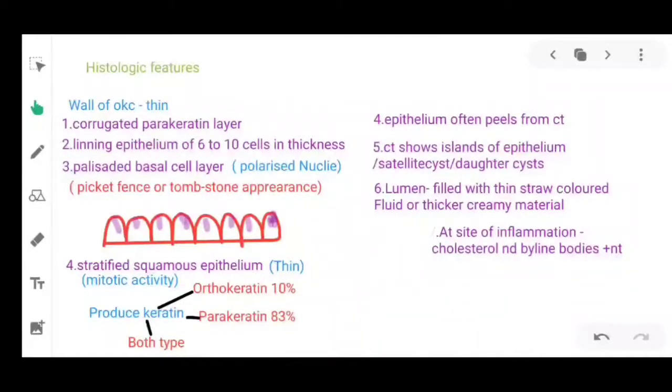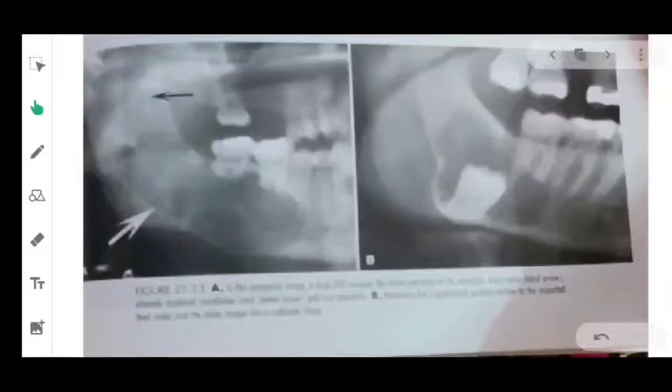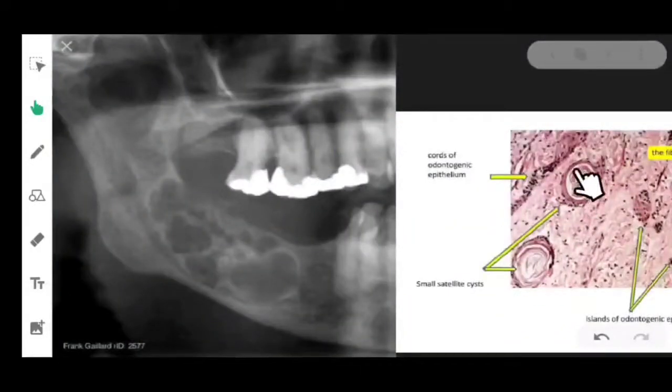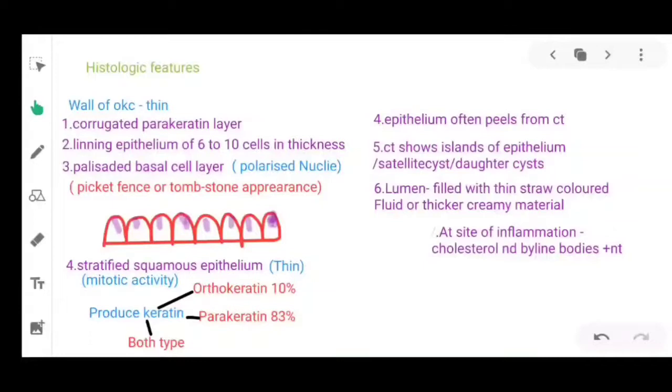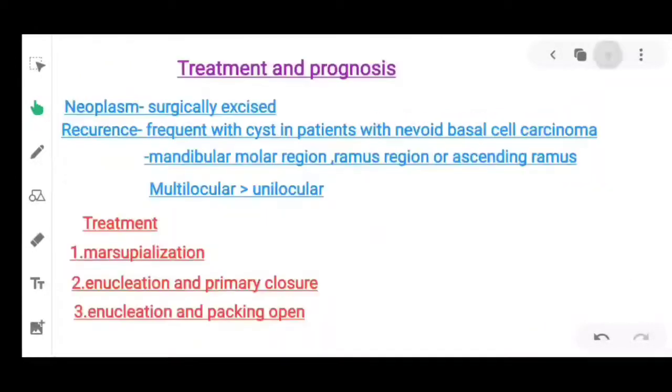Now this connective tissue can show islands of epithelium called satellite cyst or daughter cyst, which we studied here. See, islands of epithelium in the connective tissue. Now the lumen is filled with straw colored fluid or thicker creamy material. Sometimes at the site of inflammation we can see cholesterol or hyaline body present in the lumen. So normally the lumen contains straw colored fluid or thicker creamy material, but when there is inflammation, then at the site of inflammation you can see cholesterol and hyaline body present in the lumen.